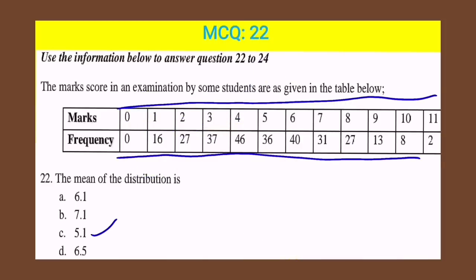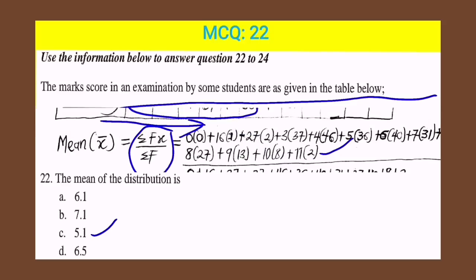You can clearly see here which mass has the highest frequency. That is 46, and the mass is what? 4. Right? It's 4. 46 has the highest frequency and the mass is 4. So you can say that the mode is on the mass of 4. So that is the mode.